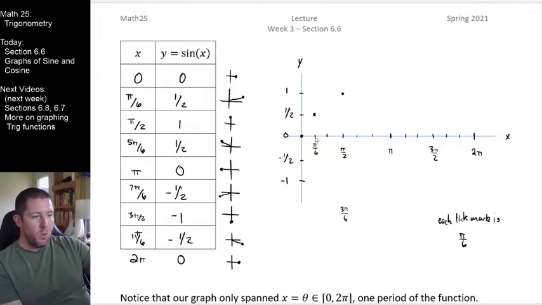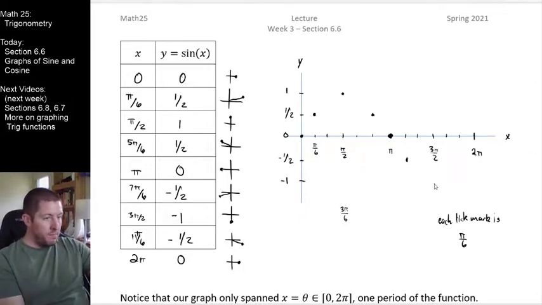5 pi sixths, 1, 2, 3, 4, 5 pi sixths. It's 1 pi sixth short of just being a whole pi, so it's going to be at 1/2. And then we see that sine of pi is in fact 0 right there. Pi gives 0. 7 pi sixths, going 1 additional pi sixth from pi, should be giving me -1/2. 3 pi halves is going to give me -1.